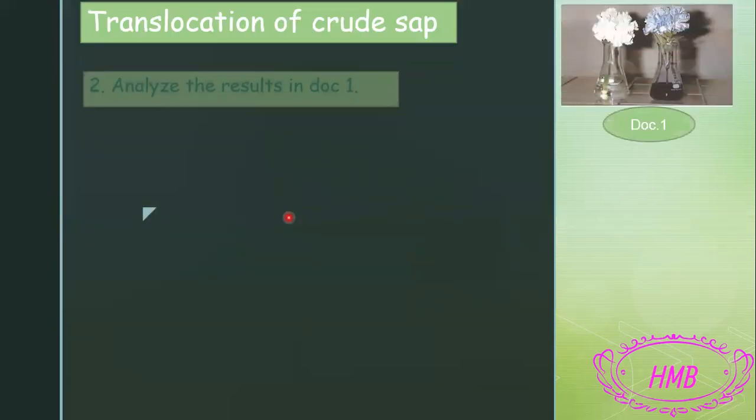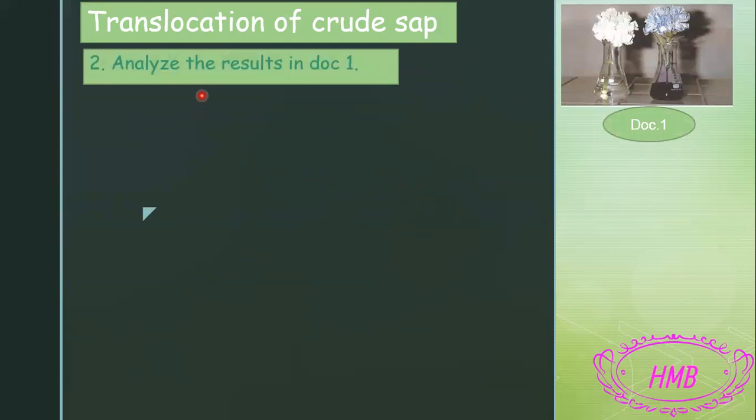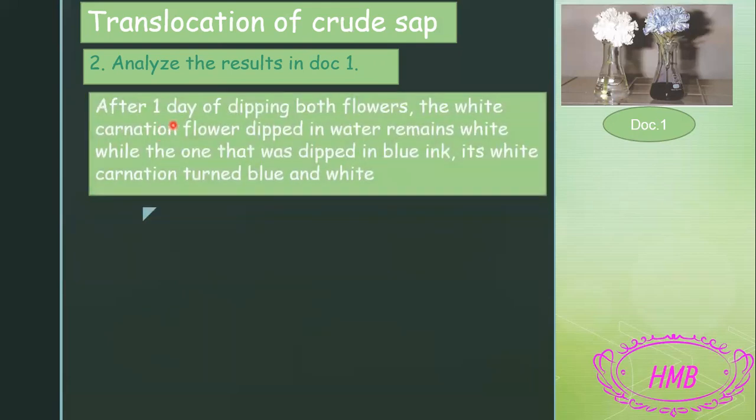We are still in the same experiment, but this time we have the second question, analyze the results in document 1. Of course we have become used to this question. Analyze means we will write what happened in the experiment without adding any information from our acquired knowledge. So after 1 day of dipping both flowers, the white carnation flower dipped in water remains white. This is the result. So after we finish the experiment, the white flower remains white. So we wrote it as it is.